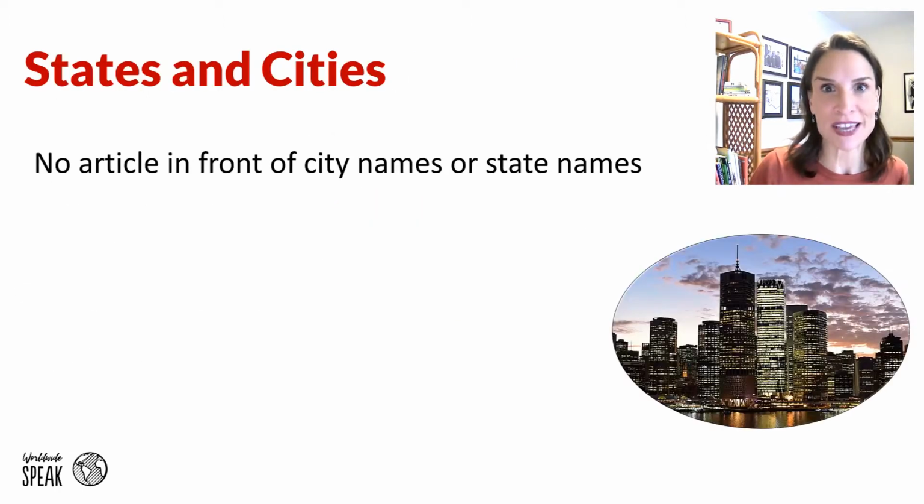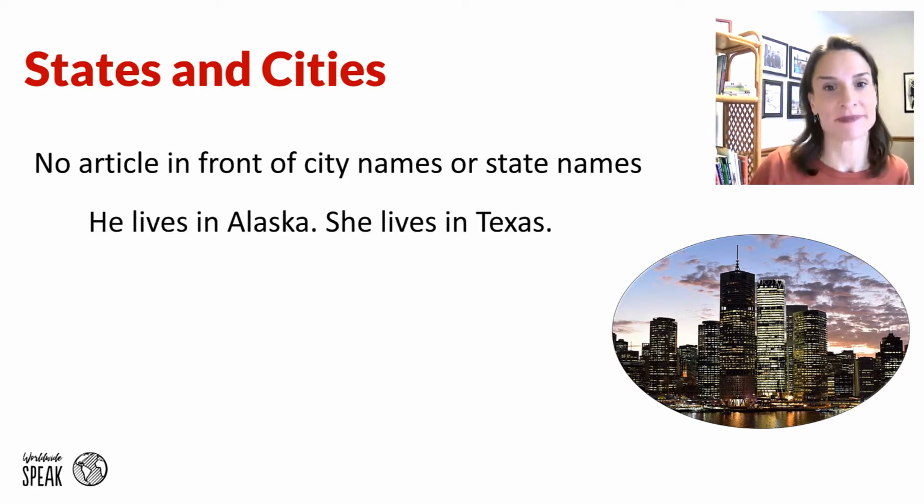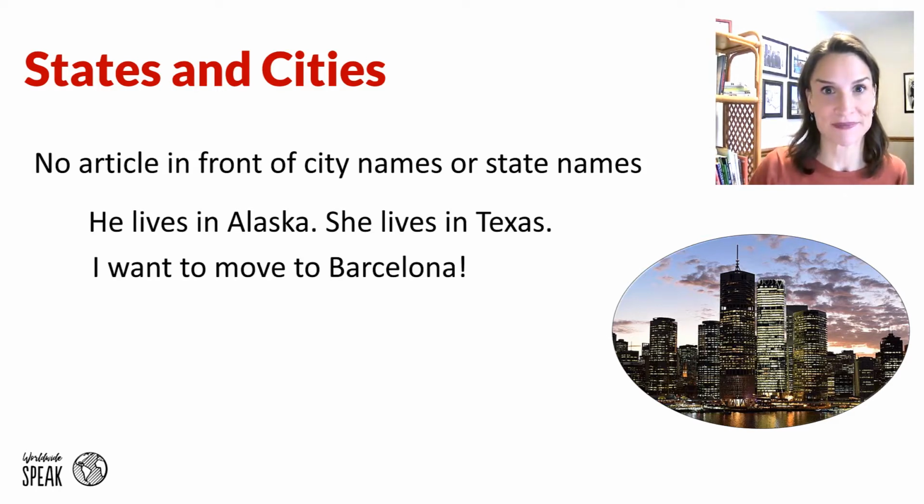All right, we're almost to the end here. We're going to talk about states and cities and then countries. So with states and cities, here's the good news. No article, ever, in front of state names or city names. We just say, he lives in Alaska. She lives in Texas. I want to move to Barcelona.